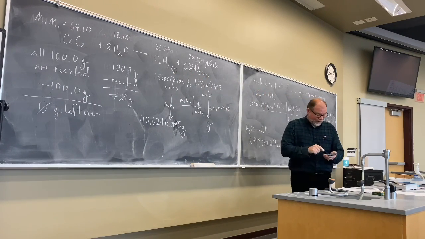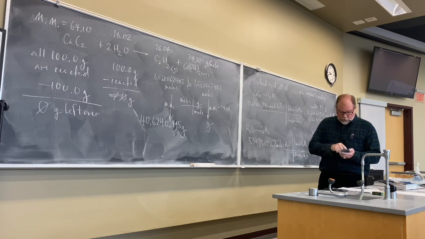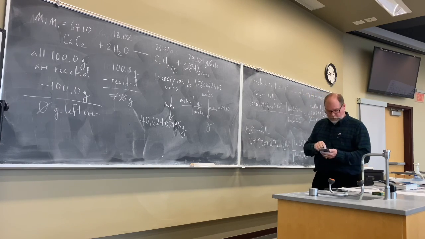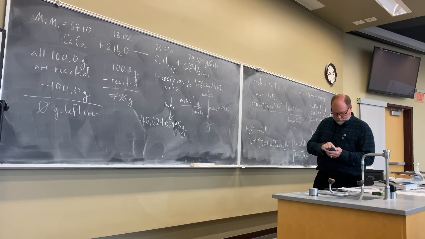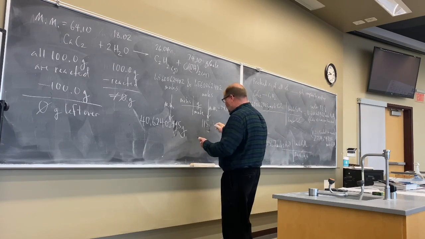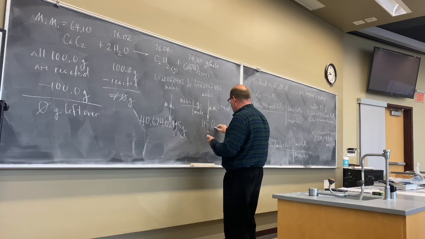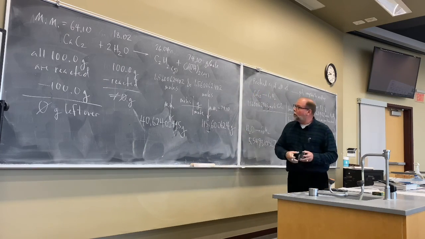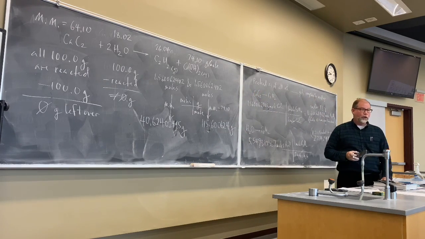but for calcium hydroxide at 74.10. So this time my calculator gives me a weird number. So, 115.600624 grams of calcium hydroxide, also confirmed. All right, very good.